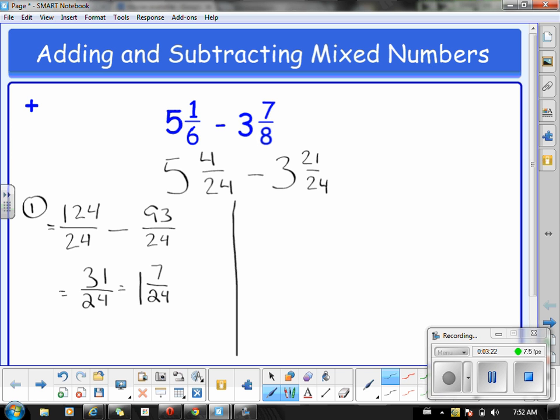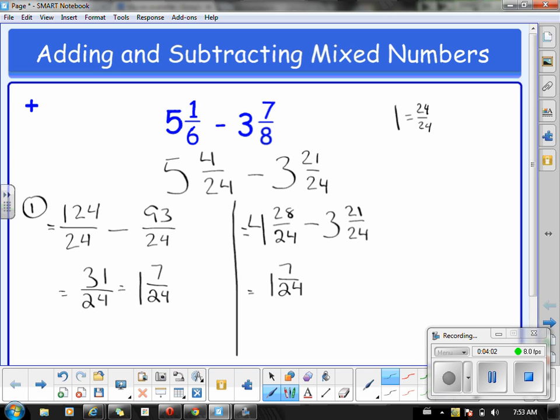In this case, we're going to borrow 1 from the 5. And when we take 1 away from the 5, it becomes 4. Now that 1 that we borrowed is equal to 24 over 24. We take that and add it to the 4 over 24 to get 28 over 24. Our second fraction, we leave it 3 and 21 over 24. And now we can subtract. 4 minus 3 is 1. 28 take away 21 is 7 over 24.